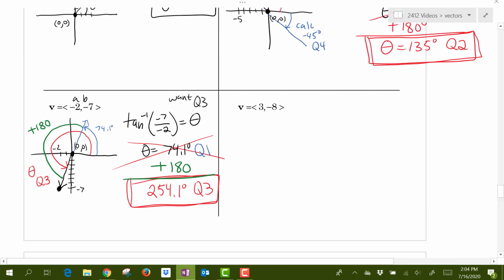Alright, our last example here, we have 3, -8 as our vector. I'm going to start at the origin, 0, 0. We'll graph this as a position vector. So our initial point is there. We're going to go 3 units to the right, and then we're going to go 8 units down. There's our terminal point.